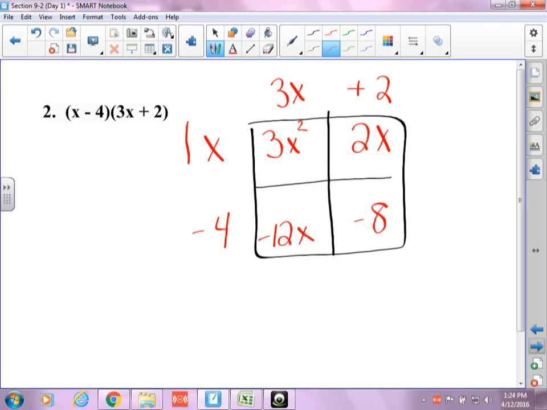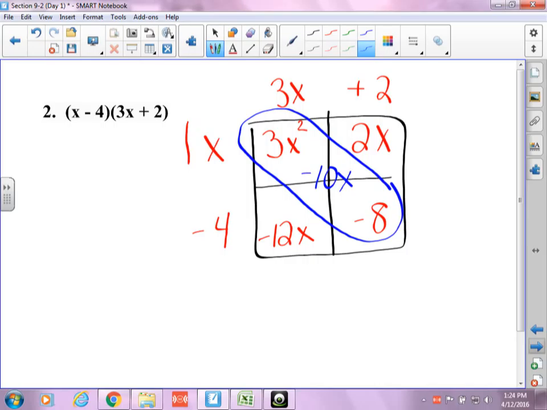Now, I'm going to stop because, yes, I multiplied like I was supposed to, but you'll notice that I have a -12x and a 2x. You see how they're like terms? You're going to add those together. So -12x plus 2x gives me -10x, and my answer goes the opposite direction.